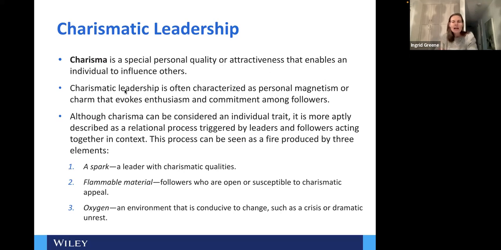And then the oxygen is an environment that's conducive to change, usually a yoga class or a workshop. Something that we can all relate to is probably Martin Luther King in this example, right? Martin Luther King was the spark. The flammable material was these people, mostly the Blacks who started it, right? But then a lot of white people joined.